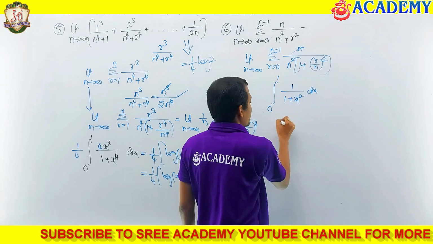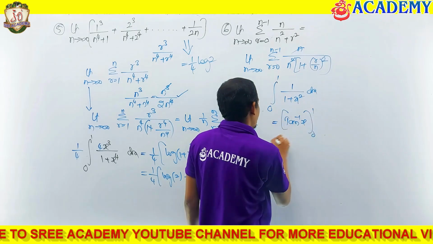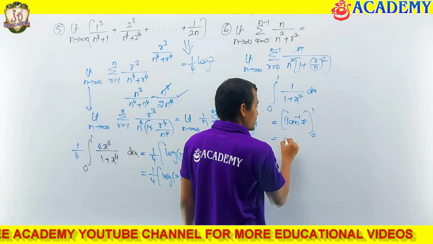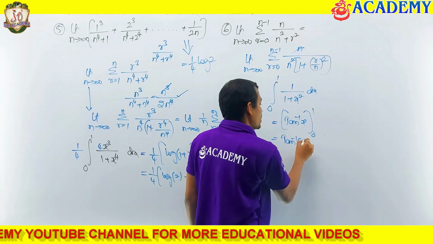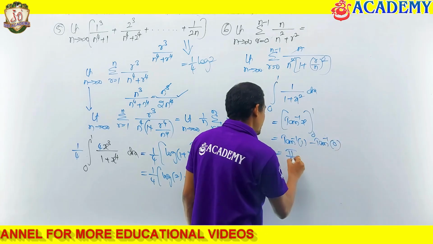This is the formula for tan inverse x. Tan inverse x from 0 to 1 is going to be tan inverse 1 minus tan inverse 0. Tan inverse 0 is 0, tan inverse 1 is nothing but pi by 4.